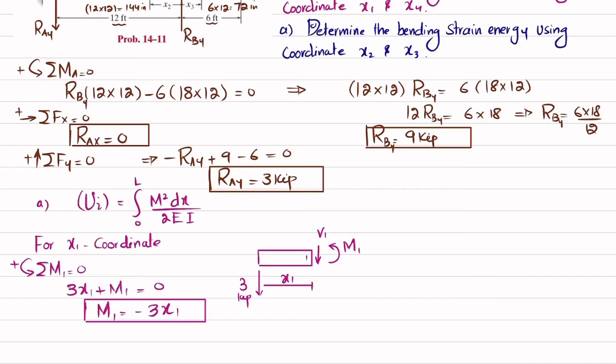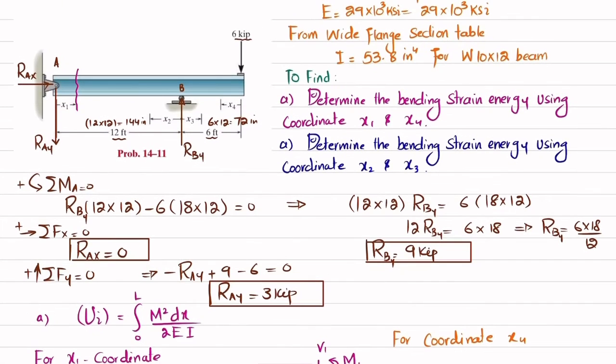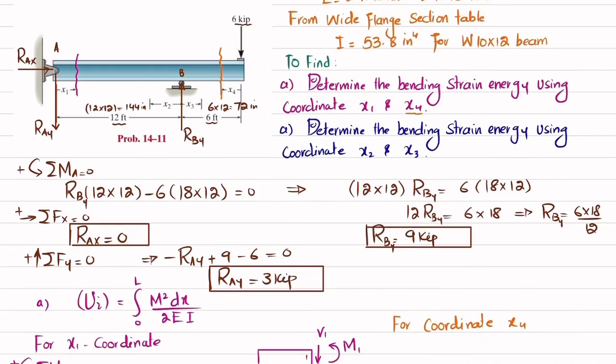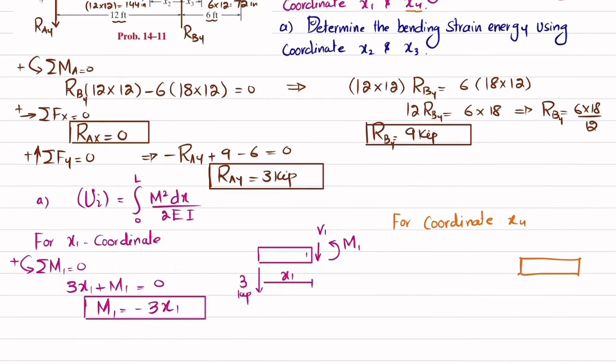Now what we will do is that we will do it for coordinate x4, because in the first part we have been given x4. So x4 is this one. So we will cut the beam over here and take the right side in order to draw the free body diagram. So I will draw the free body diagram. It will be like this. You can see at this end we have a 6 kip load. This is x4. Clear? So when you cut it, you will be having a shear force upward. Here this is V4, and there will be a moment M4.